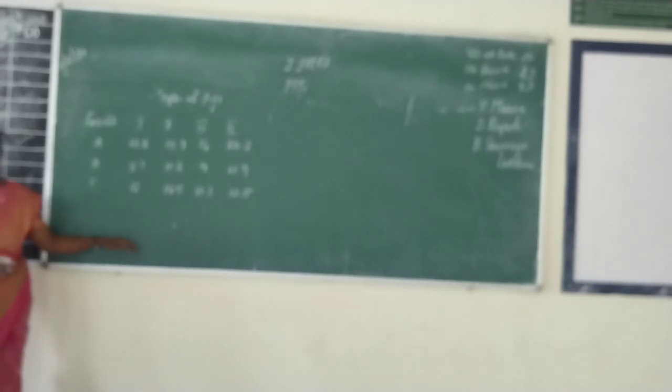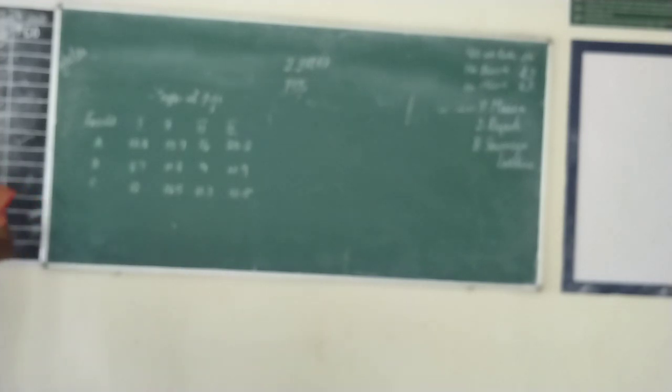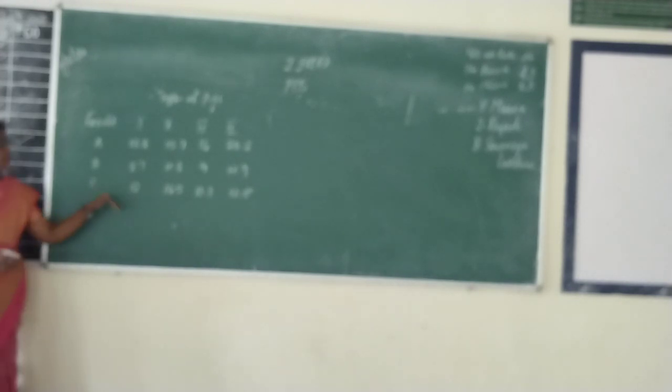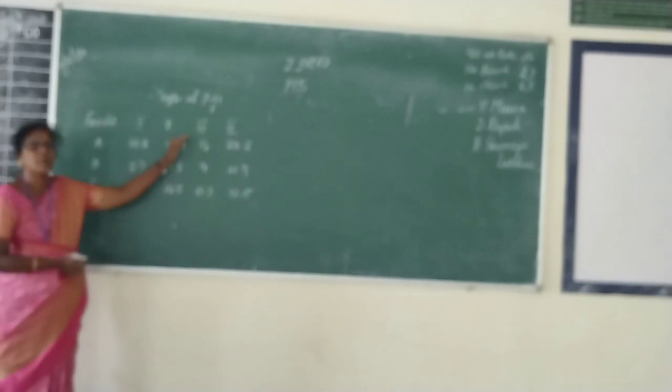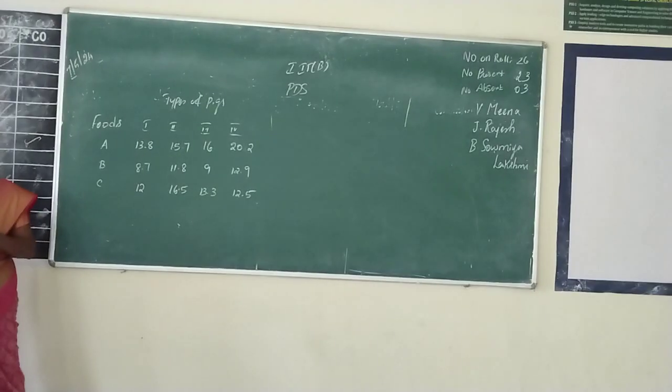Whether this is one-way or two-way, we can understand the difference. In one-way, what was given? Only one set of information was generally given. Nothing is mentioned column-wise or row-wise, so it will come under one-way. Here we are discussing two things: the types of food as well as the types of pigs.